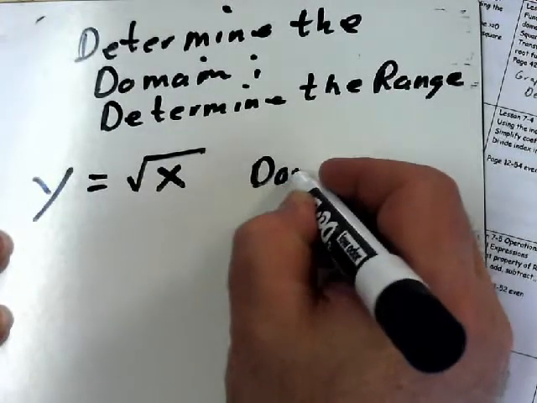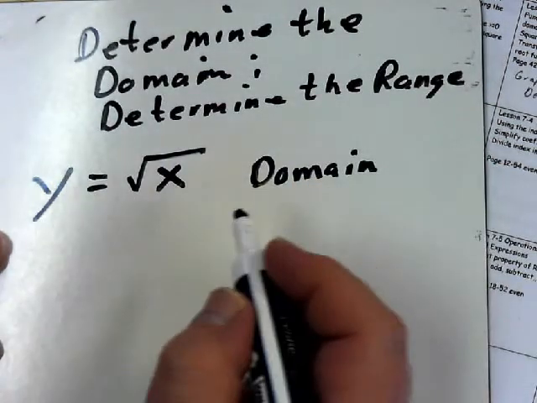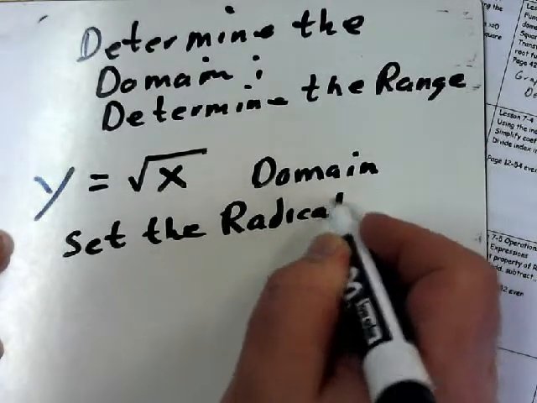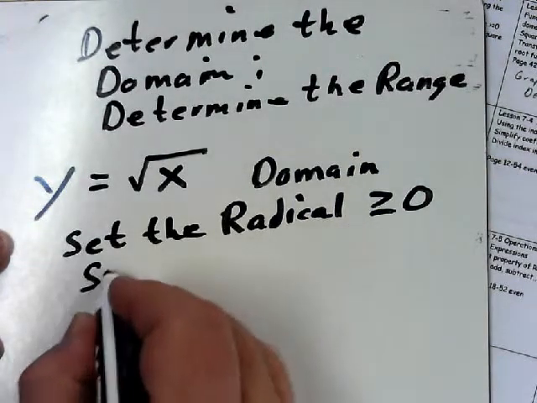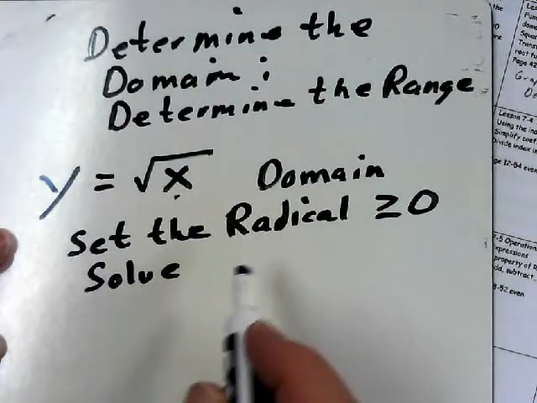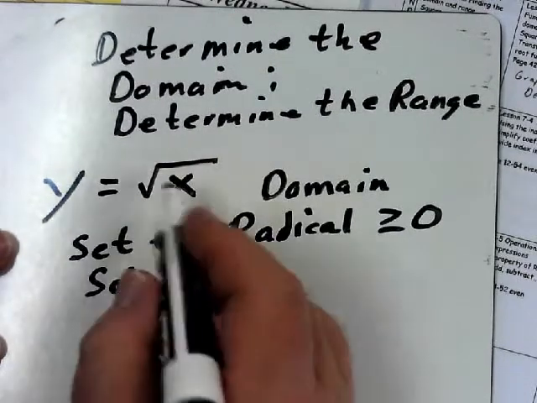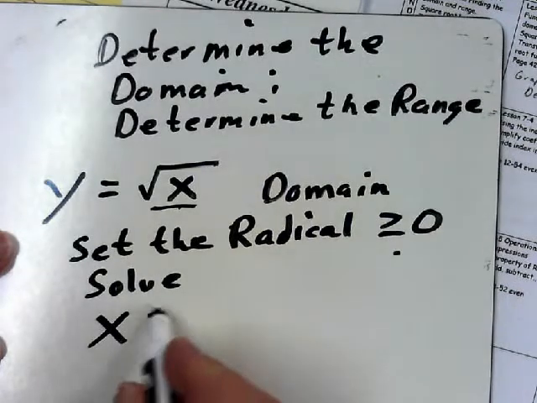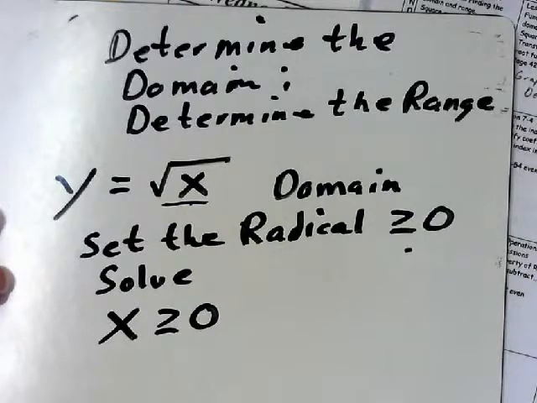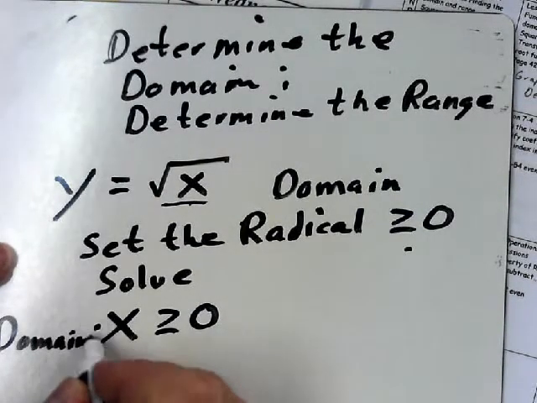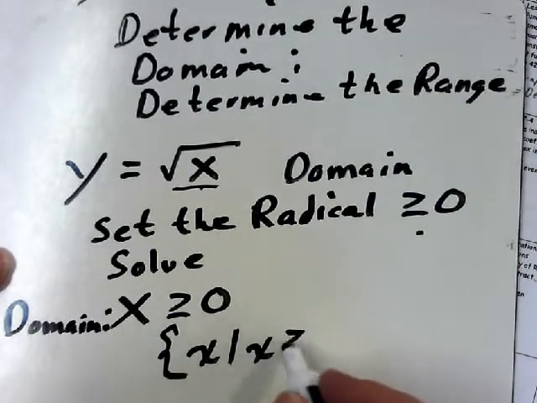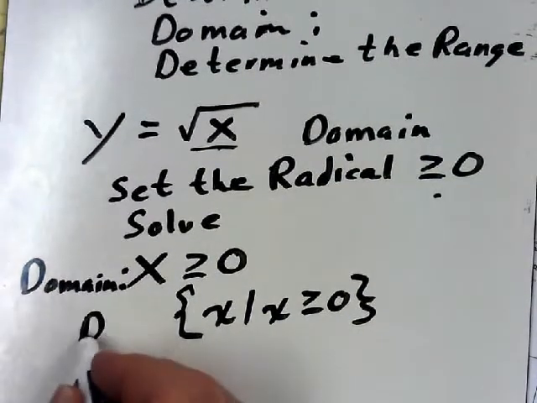To determine the domain, all you have to do is set the radical to greater than or equal to 0 and solve. The only thing that's in the radical right now is x. So I set the stuff inside the radical, x, greater than or equal to 0. That's pretty simple, isn't it? That's your domain right now, because it's already solved. So if I wrote it legally, it's x where x is greater than or equal to 0. That's the domain, and that's how we express it.